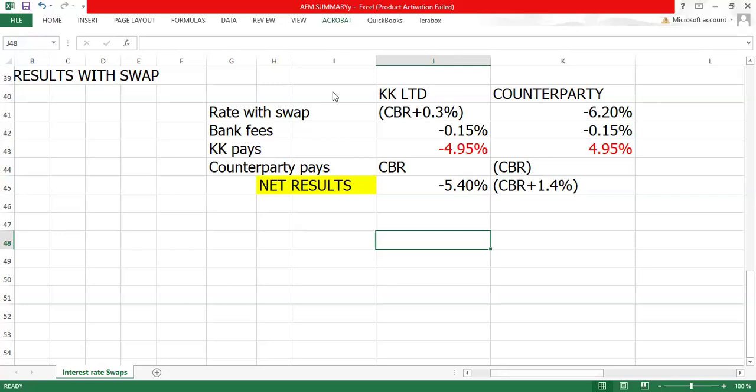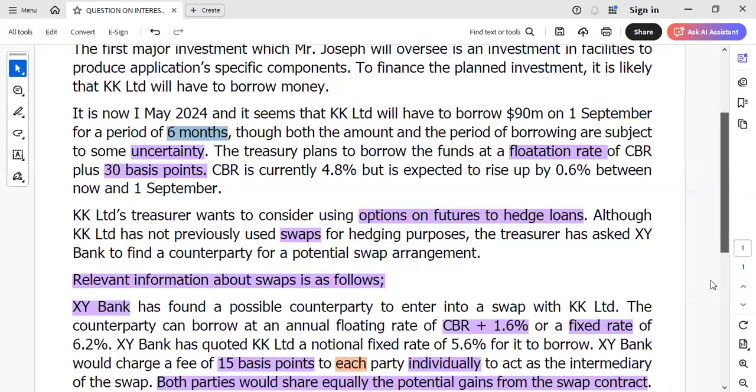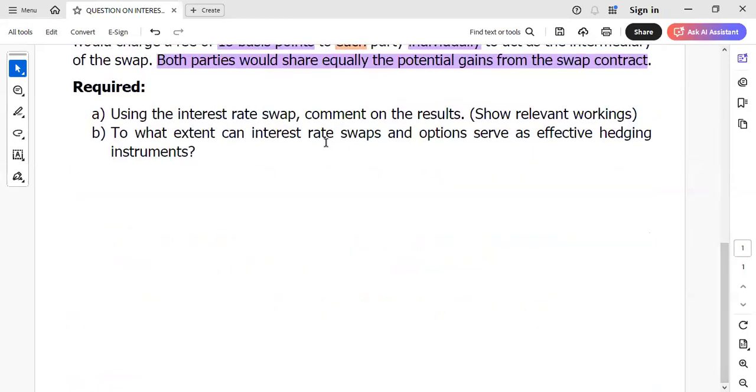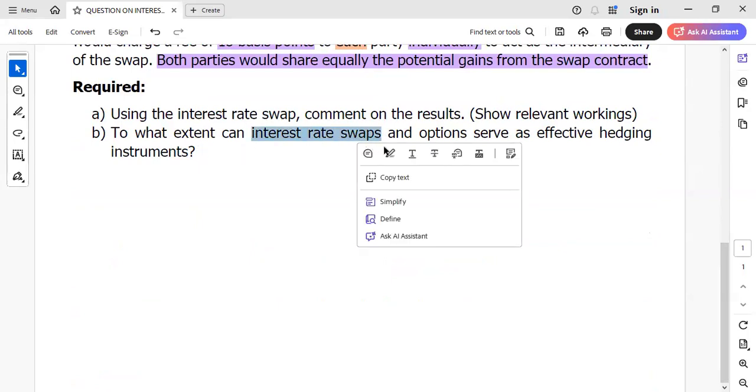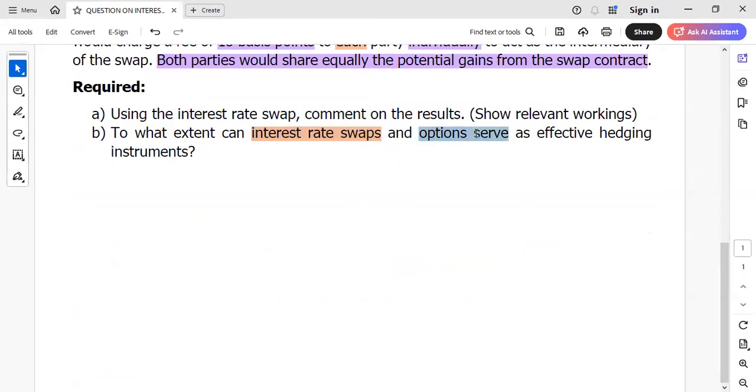Okay, so part B, or we can stop here. Part B was basically theory. To what extent can interest rate swaps and options serve as effective hedging instruments? To what extent? So here you're just giving the merits and demerits of each of these two as hedging instruments.